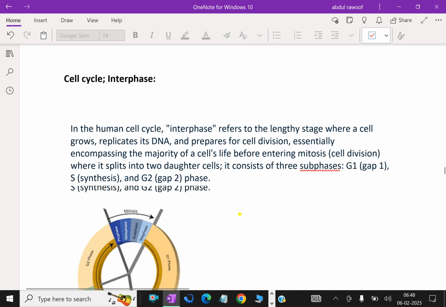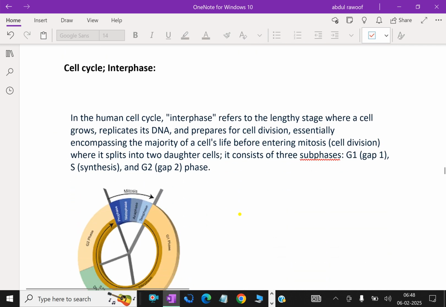Next, we'll talk about the cell cycle in interphase. What is interphase? This is the longer phase and three separate stages are recognized. First, gap phase, that is G1. The cell grows in size and volume. This is usually the longest phase and the most variable in length.